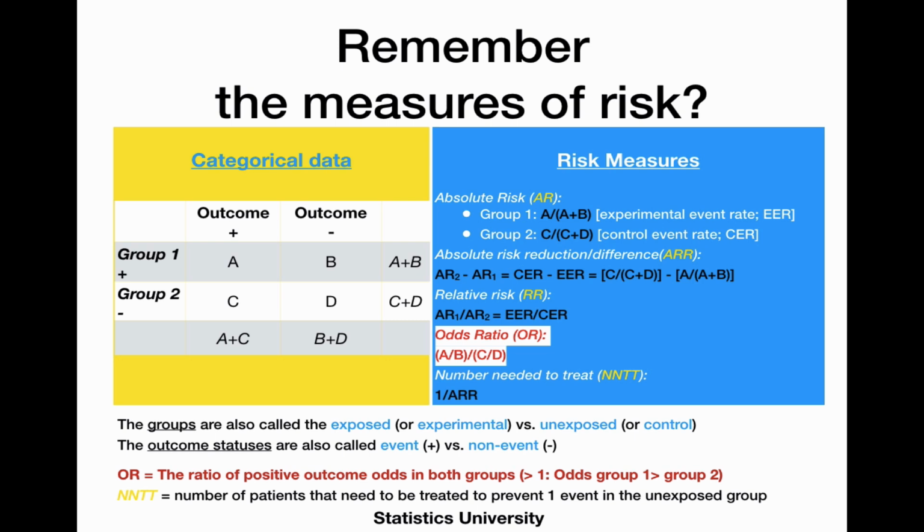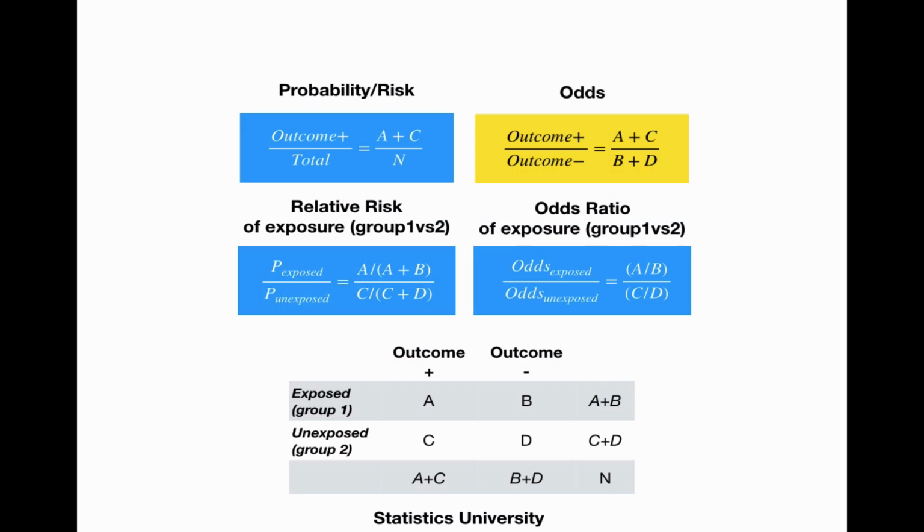So if the odds ratio is larger than 1, then that means that the odds in group 1, which is usually the exposed group or the experimental group, is larger than that in group 2, which is the unexposed group or the control group. And as you can see, the calculations of relative risk and odds ratio are completely different, because odds ratios, as the name implies, do not work with probabilities but with odds.